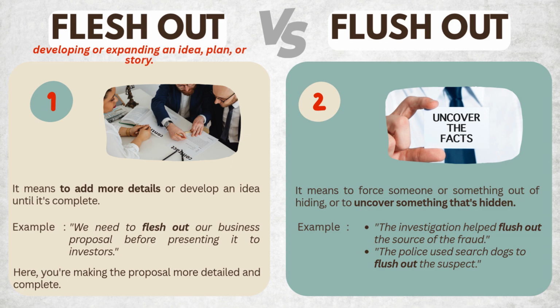The nuance is simple. Flesh out is about developing or expanding an idea, plan, or story. Flush out is about revealing, exposing, or driving out someone or something that was hidden.